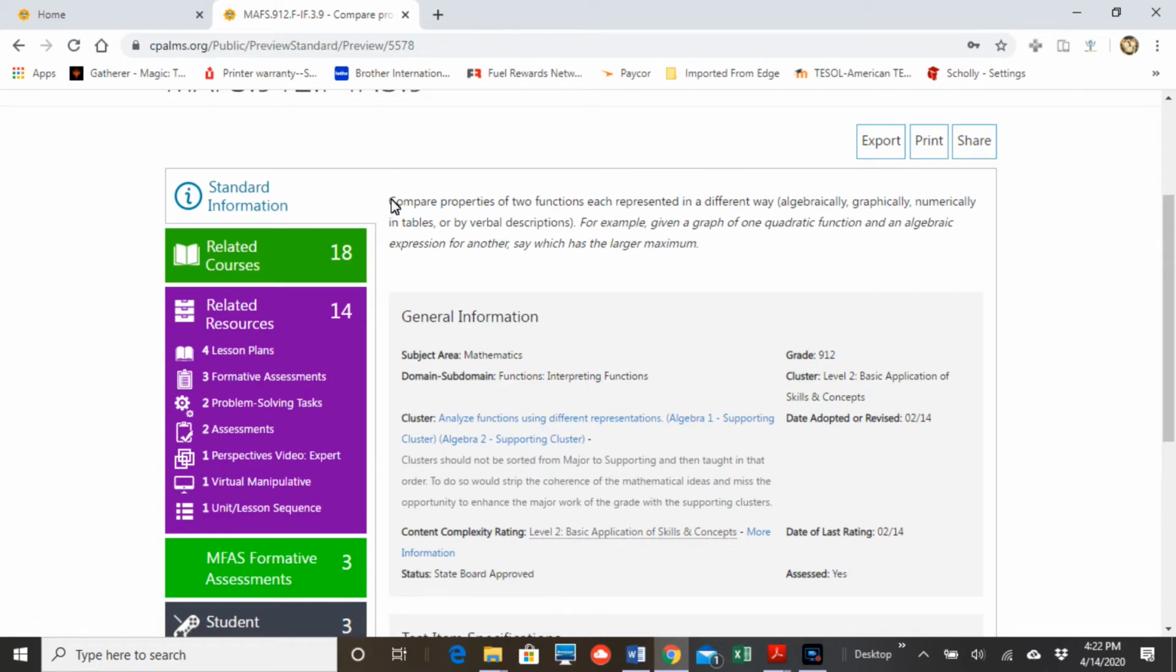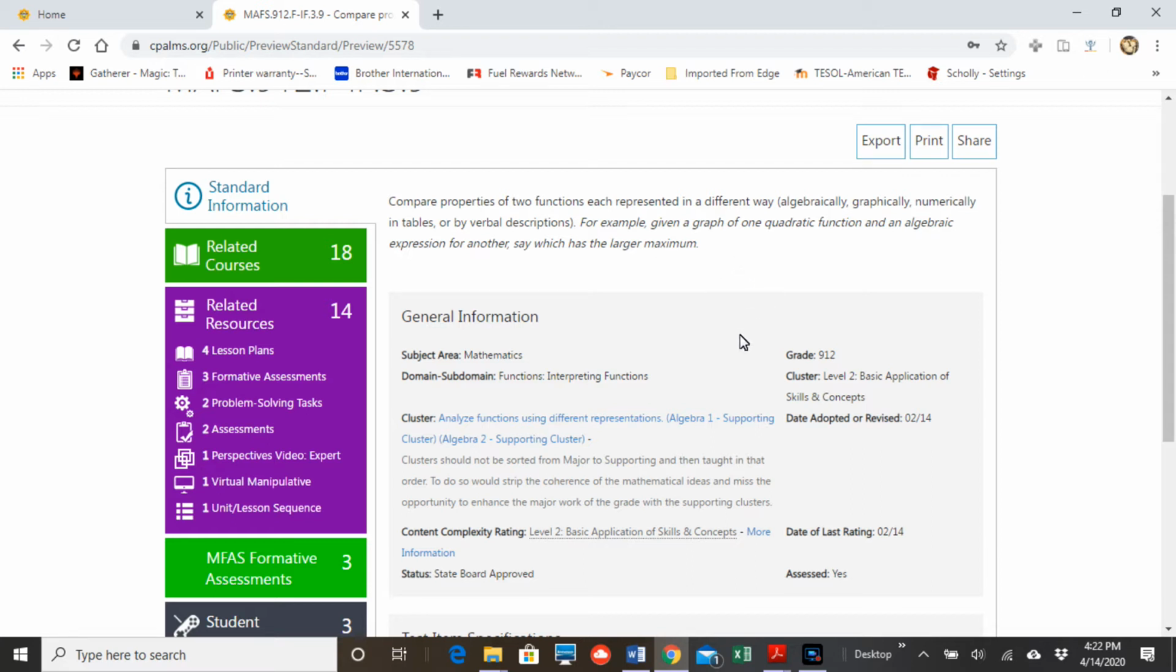So usually in the classroom or any kind of explanation of the standard in a textbook and everything, it's going to have this text. Compare properties of 2 functions, each represented in a different way, algebraically, graphically, numerically, in tables, or by verbal descriptions. And it's going to say, for example, given a graph of one quadratic function and an algebraic expression for another, say which has the larger maximum.